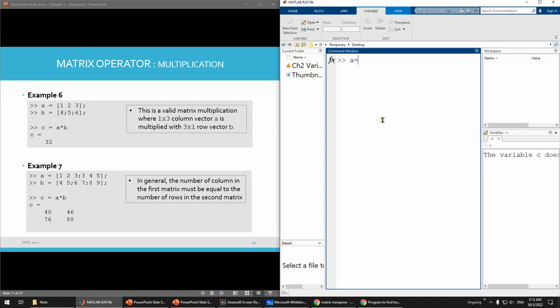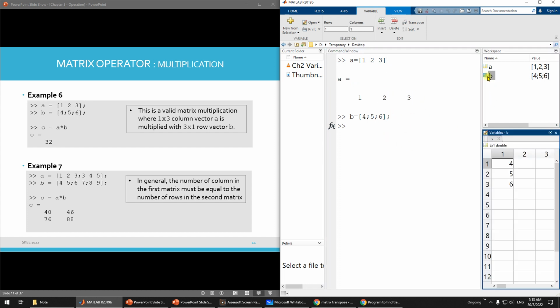So A is equals to 1, 2, 3. This one is just to convert this. Okay, so B is equals to 4 semicolon, because you want to create a new line, 5 and 6. Okay, so if you don't want to see this, just put semicolon. If you want to see it, don't put semicolon. Either way is correct. So you can see here there is no output like this, because I put semicolon, just save it.